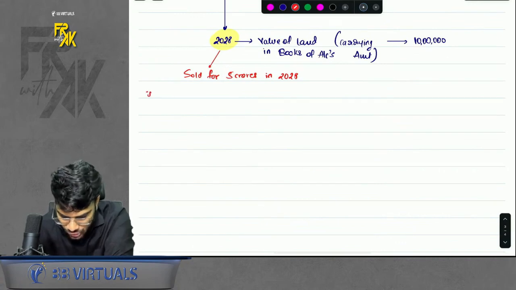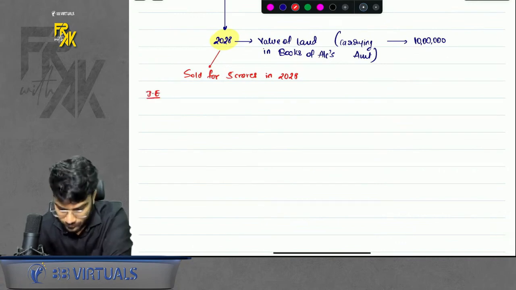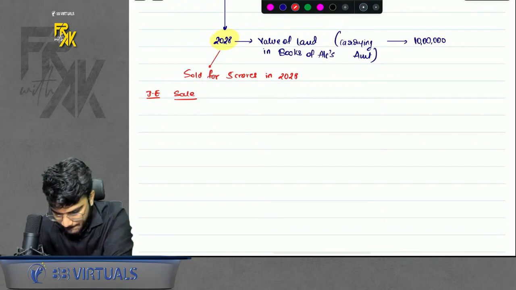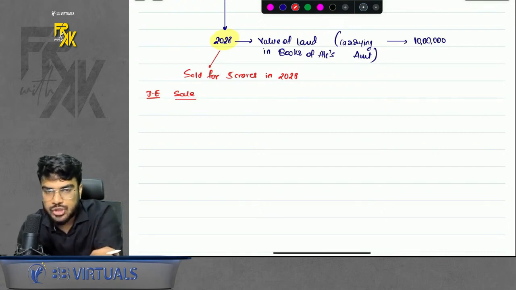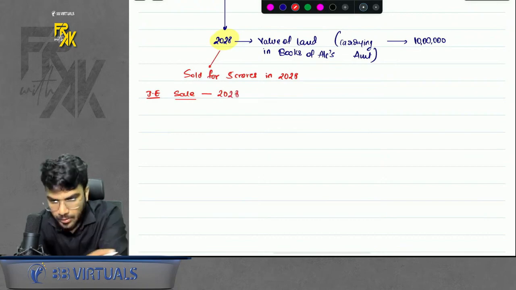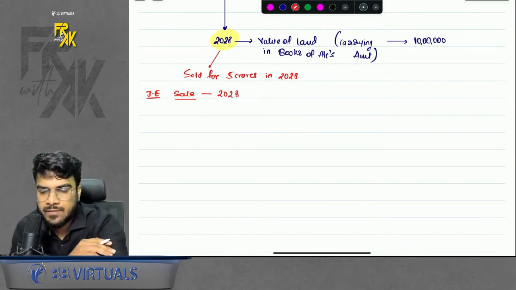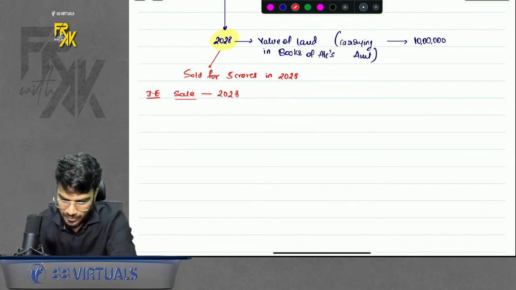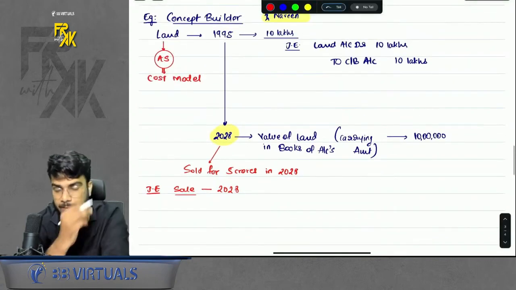Tell me what will be the journal entry for sale? What will be the journal entry for sale in the year 2028? I want you guys to pass one journal entry for sale. What entry will Naveen pass for the sale of this land?